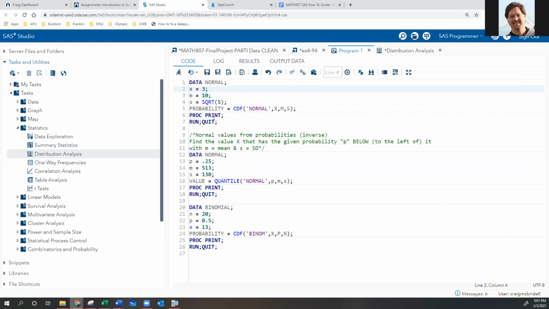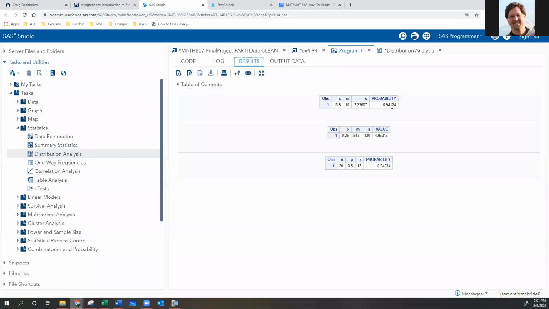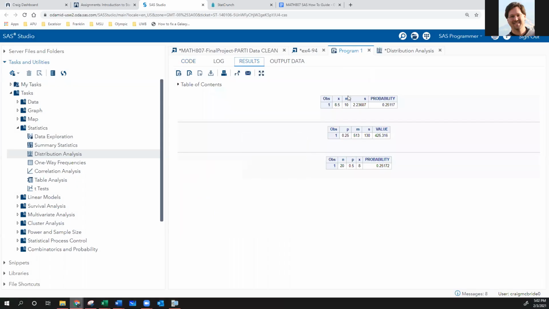And then we want 13.5 for the first one. We run that, and there's our probability for 13.5. And as you can see, it's pretty darn close to the binomial for 13. And then if we go back and do the low end, which is 8.5, and again change this one to 8, we'll see that they're similar. So there's 8.5, there's 8, again, very similar.